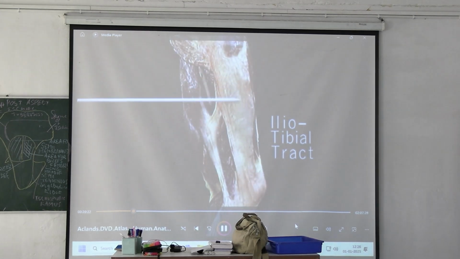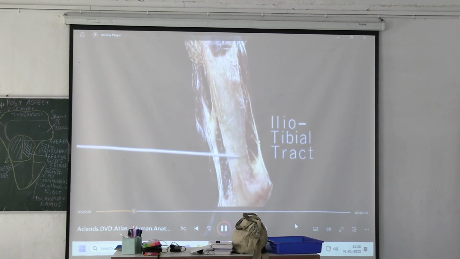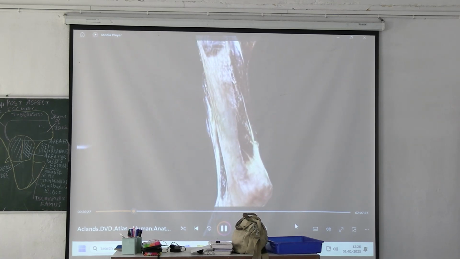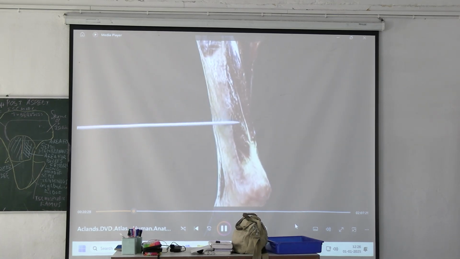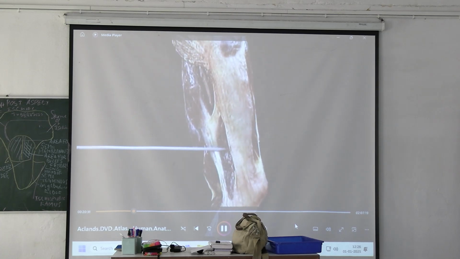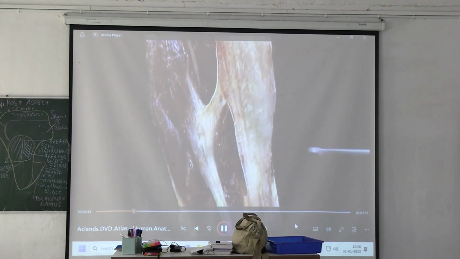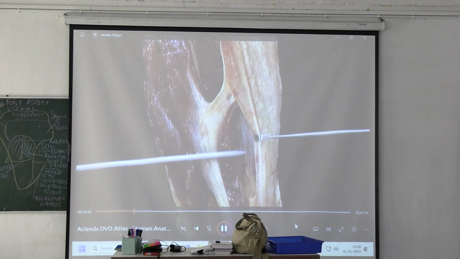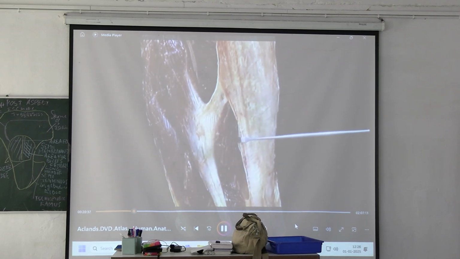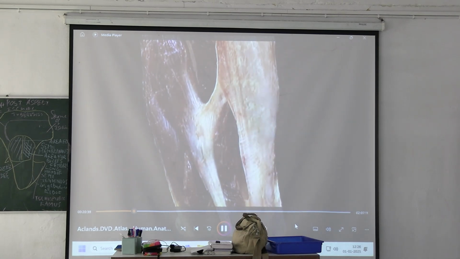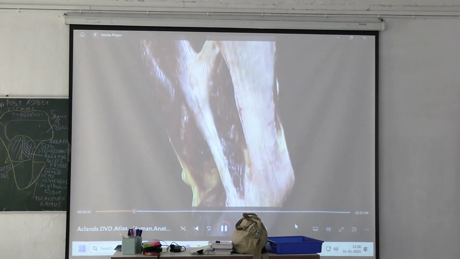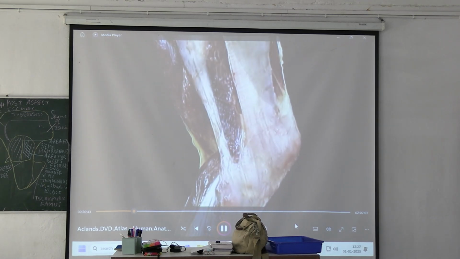Here's the iliotibial tract by itself, with the rest of the fascia lata removed. These muscles, in front of it and behind it, we'll be looking at in a minute. Between the muscles is a strong fibrous septum, which attaches the iliotibial tract to the femur. At its lower end, the iliotibial tract is attached down here.